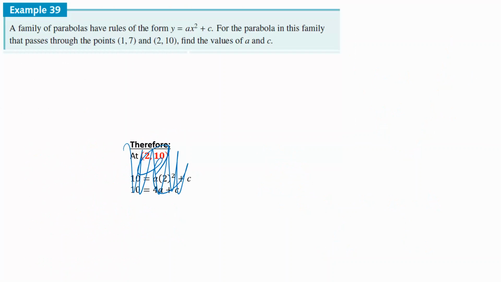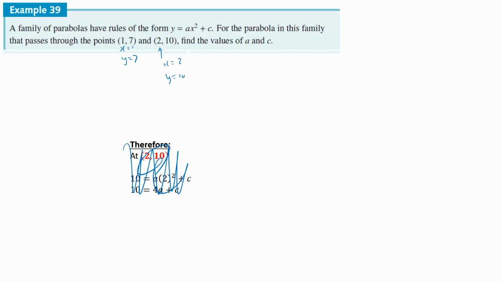So this is an easy question because they tell you the form already. They tell you it's ax squared plus c. And they say, I want you to find, if the parabola in this family passes through 1, 7, so meaning when x is 1, y is 7. When x is 2, y is 10. Find the values of a and c.